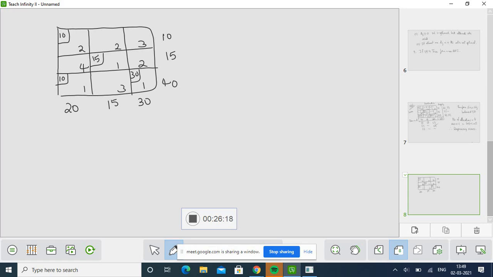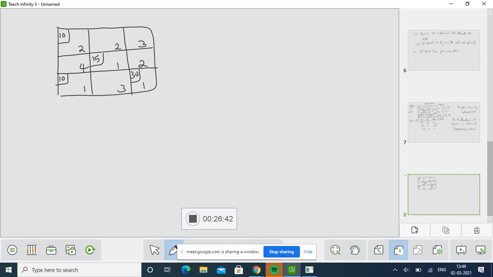Now we don't need the allocations right now in this table. So we will remove this portion so that we don't get confused. Now what we have to do is, we have to resolve the degeneracy. How to resolve degeneracy? You should put epsilon in an independent position. That means whereby you should not be able to form a loop. Okay. And it should be the minimum cost as far as possible.